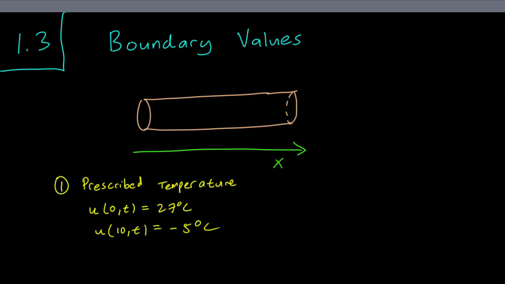Let's say that our rod is the support beam in some freezer room and that the left end is exposed to the outside air, so it's going to be at room temperature, whereas the right end is inside the freezer. And we want to figure out what happens to the temperature in between. So this is an example where we would use the prescribed temperature boundary condition.